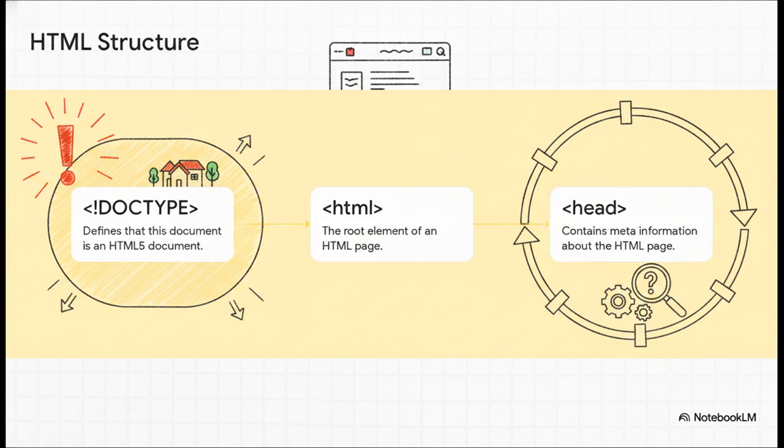Next up is the root element, which is simply called HTML. Literally everything else on the page lives inside this root. Following that is the head element. Think of this as a container for meta information, stuff you mostly don't see directly on the page, like character sets, external style sheets, and the title element, which controls the text you see up in your browser's tab.